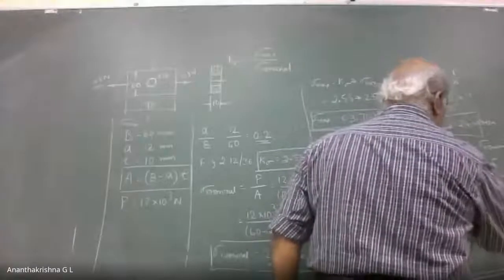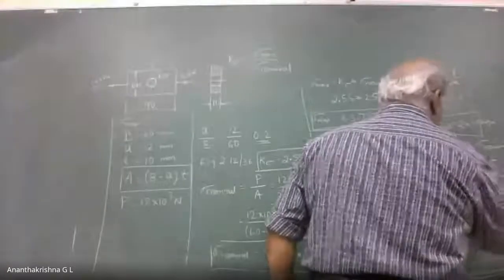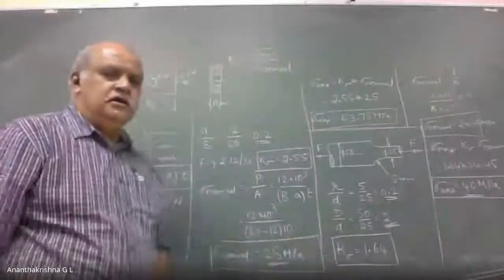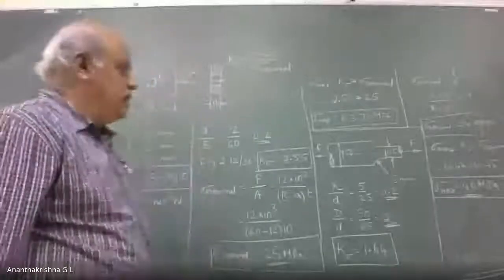40 megapascal. 40.09. Yeah, 40 or 40.09. That's fine. So I got 40 megapascal. Is that visible? I have written sigma max 40 on your screens? Yes, sir. Okay.